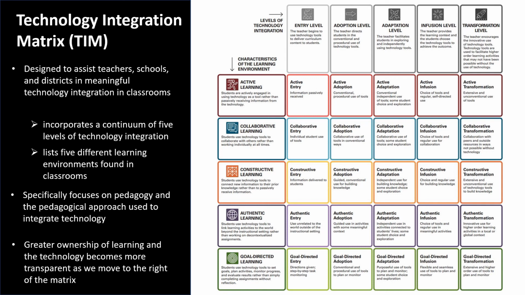of technology. As noted by Johnson, Holland, and Mera, the model is comprised of 25 cells in a 5 by 5 grid and incorporates a continuum of 5 levels of technology integration, each progressing from teacher-directed learning to more student-centered learning. These levels are entry, adoption, adaptation, infusion, and transformation. Simultaneously, the TIM lists 5 different learning environments found in classrooms: active, collaborative, constructive, authentic, and goal-directed.